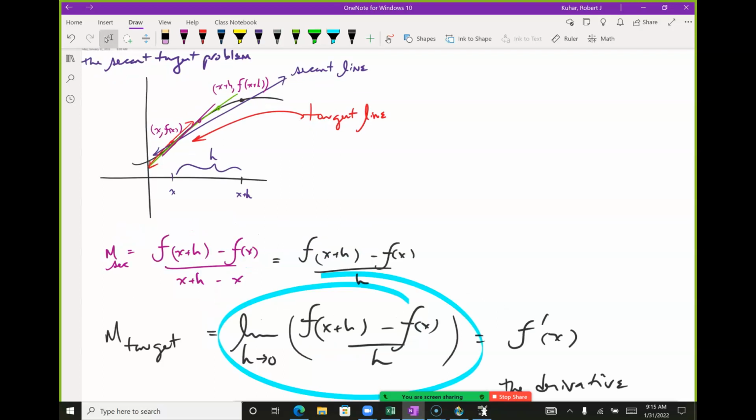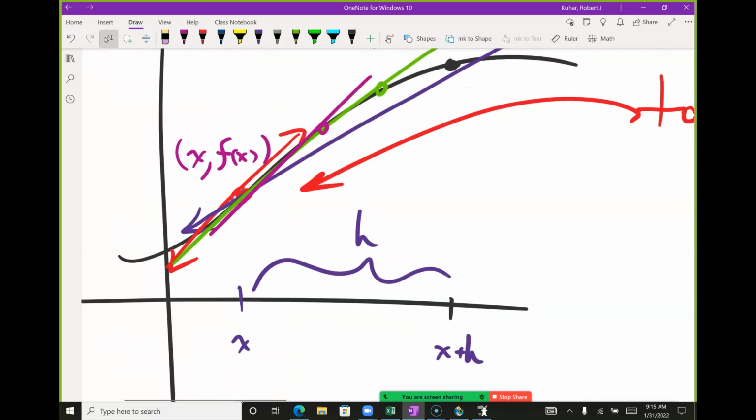So if you think about this slope that I have here on that red line, maybe it's 1, right? But the purple line is less than 1. The green line's closer to 1. They're getting steeper, getting closer to the steepness of the red line. So it could be any slope at that one point.